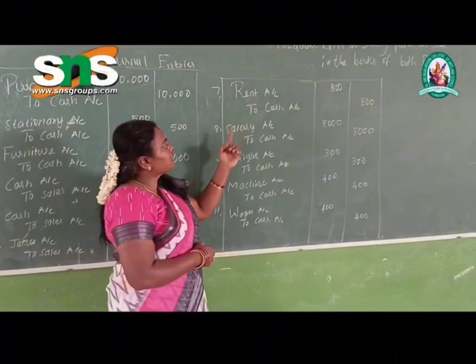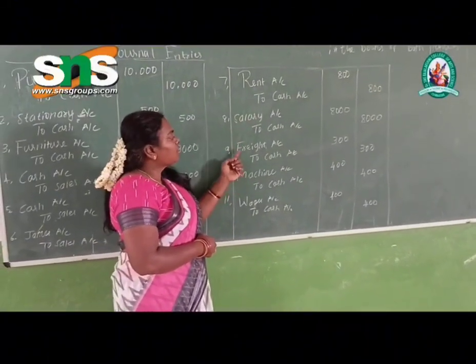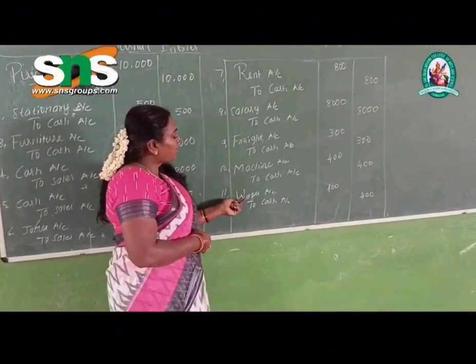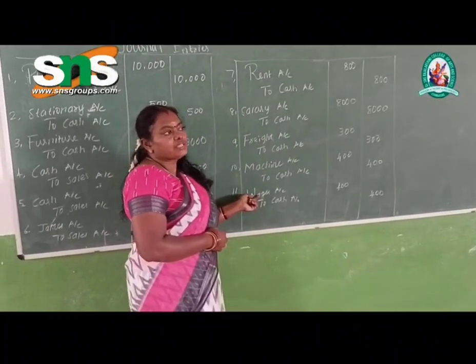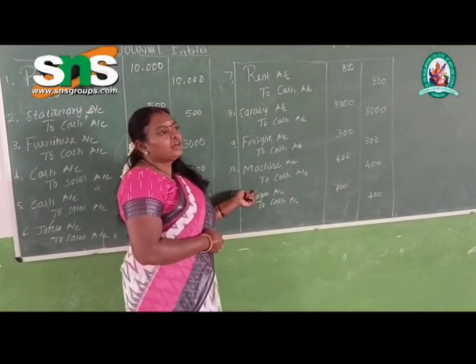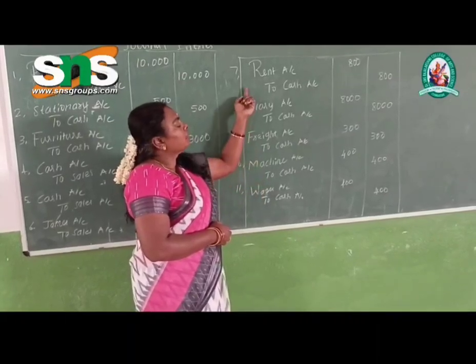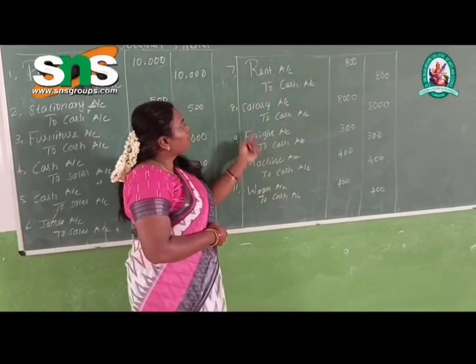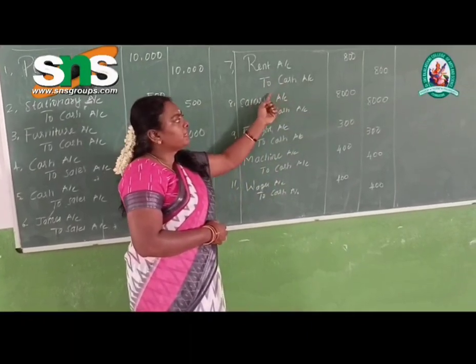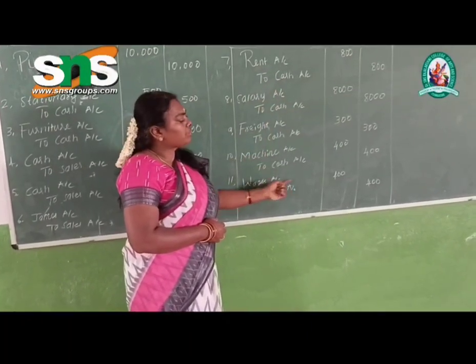Rent is an expense. Salary is an expense. Freight is an expense. Then wages are also an expense. So the expenses all come under the debit side. The remaining cash goes out of the company, so the remaining transactions come on the credit side.